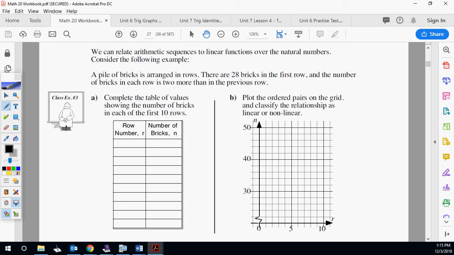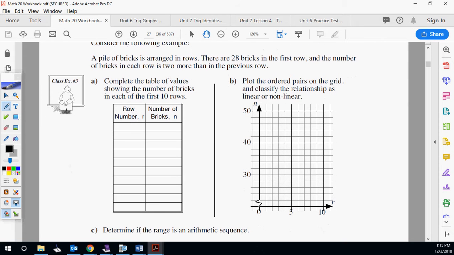So for example, things that can be whole numbers. If I was counting shoes, we can't have half a shoe, right? We can't have half a brick. Okay, you could, but it's not going to be effective for laying brick. Okay, so that's what they're talking about in terms of we can use natural numbers for real life situations. Okay, so complete the table of values showing the number of bricks in each row.